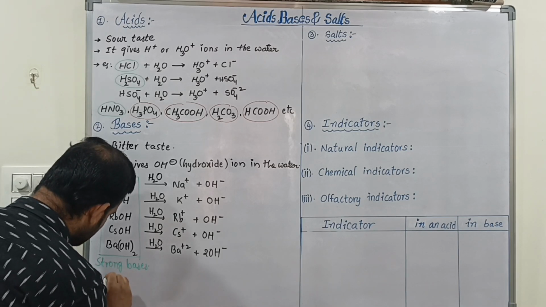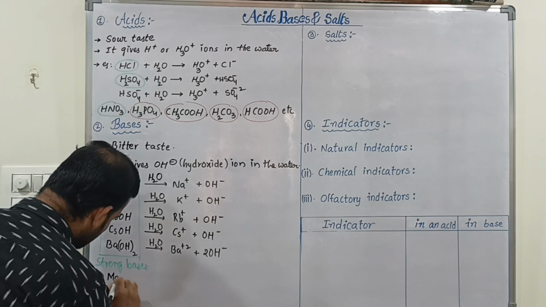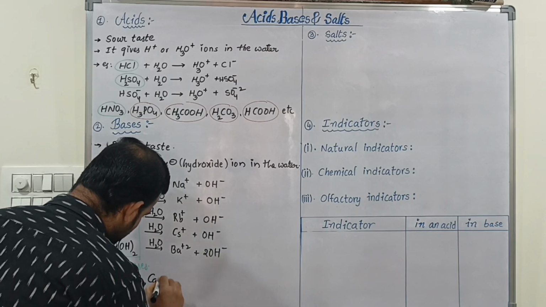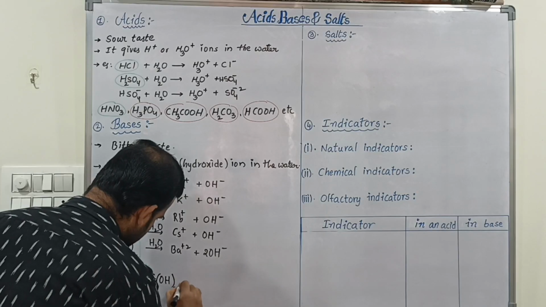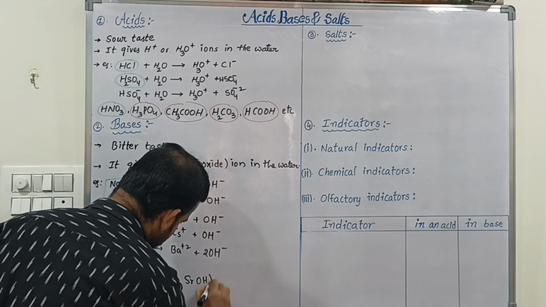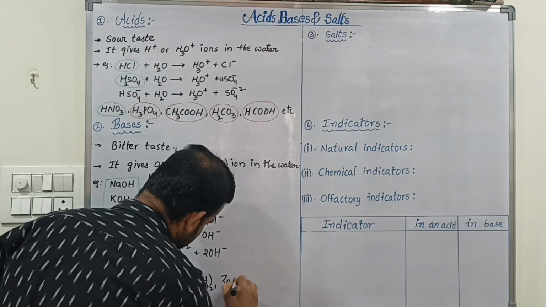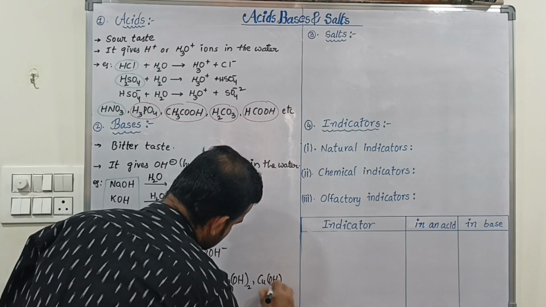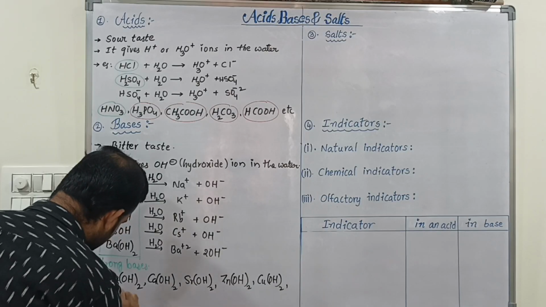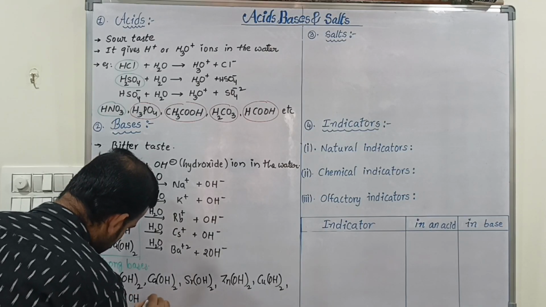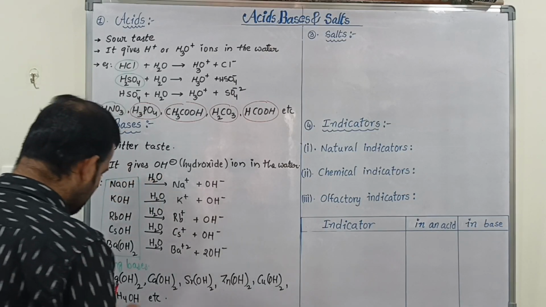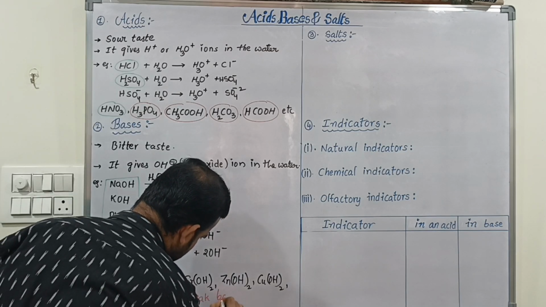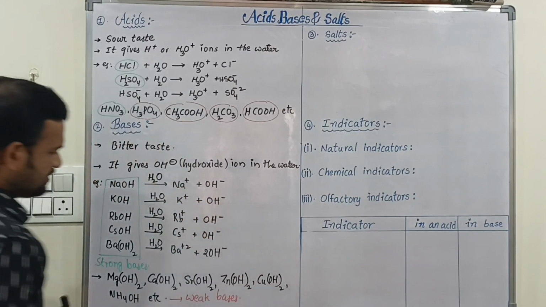Weak bases are, for example, magnesium hydroxide, a weak base, calcium hydroxide, strontium hydroxide, zinc hydroxide, copper hydroxide, ammonium hydroxide, NH4OH, etc. These all are weak bases.